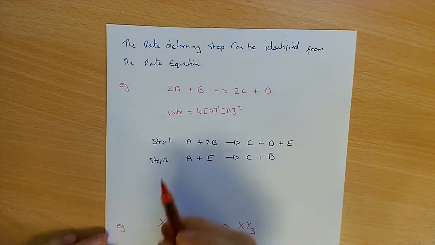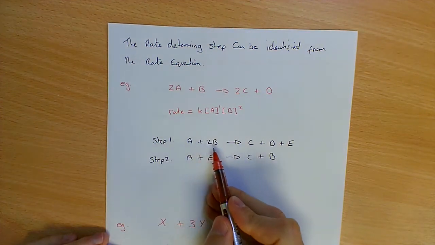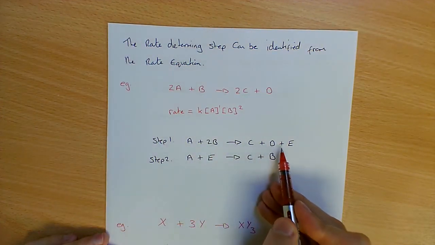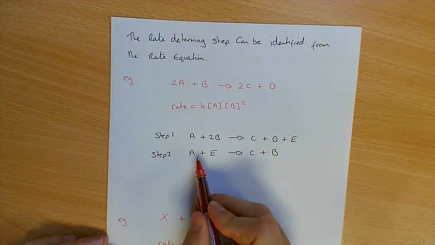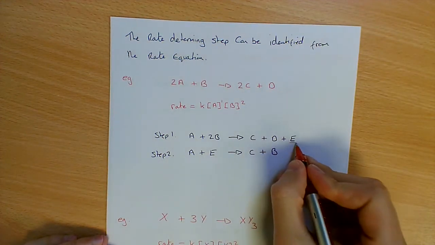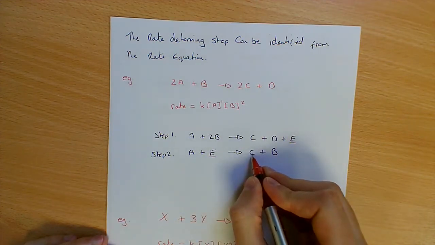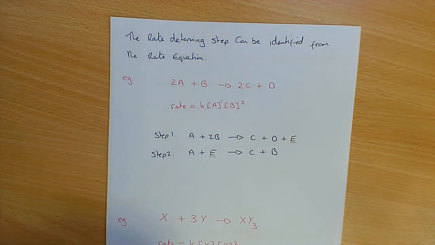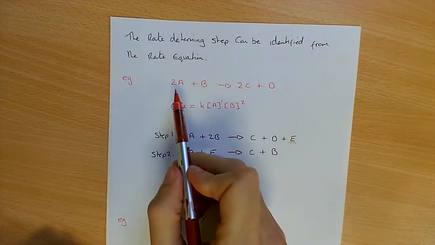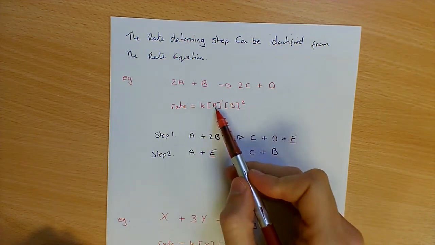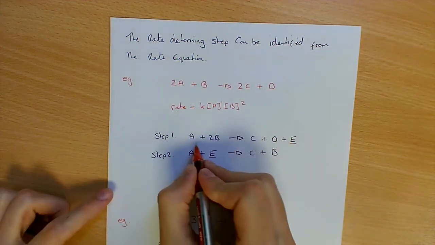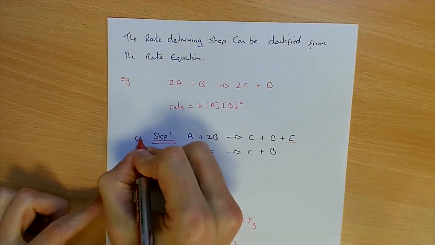So let's have a look at our 2 possible steps. Here we've got A plus 2B reacting to form C plus D plus E. And then in the second step, another particle of A reacts with the E that was formed here to produce another particle of C and reform a particle of B. In order to identify the rate determining step, all we need to do is look at the stoichiometry of the rate equation. So A to the 1, B to the 2. Which one of these steps has 1 particle of A, 2 particles of B? It's step 1. So this is our rate determining step.